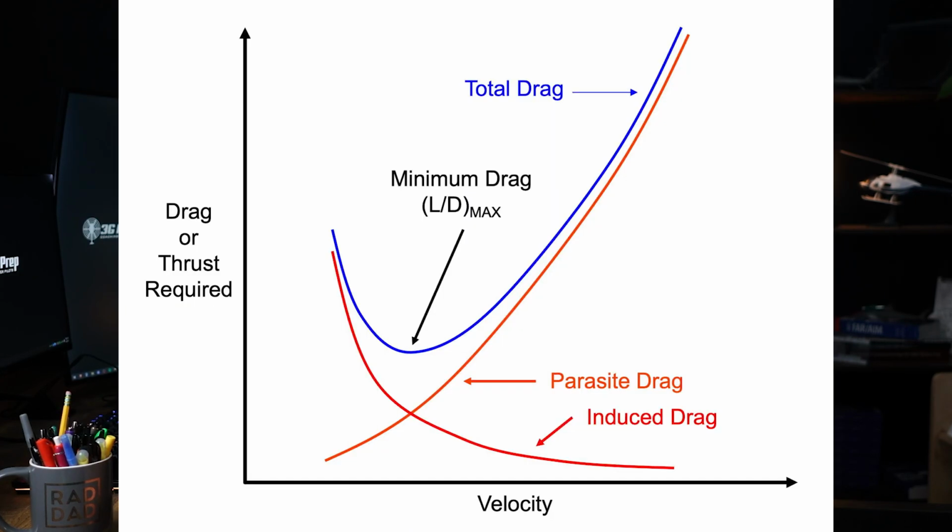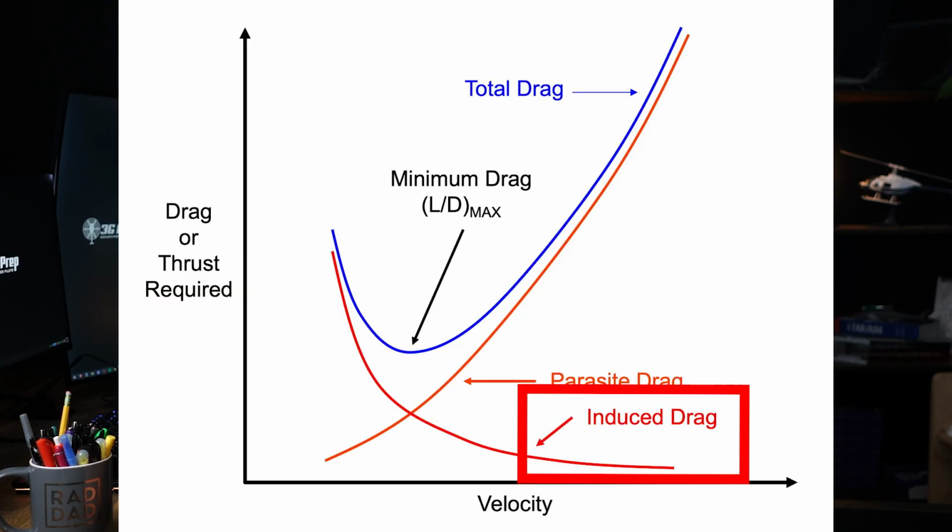Let's talk about the relationships between lift and drag. The lift to drag ratio is a key performance indicator for any airfoil. The goal is to maximize lift while minimizing drag to achieve efficient flight. In helicopters, this balance is crucial for maintaining controlled flight and optimizing fuel efficiency. At lower airspeeds, induced drag dominates, while at higher speeds, parasite drag takes over.